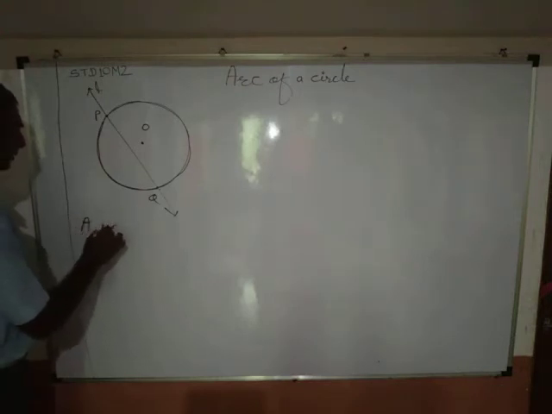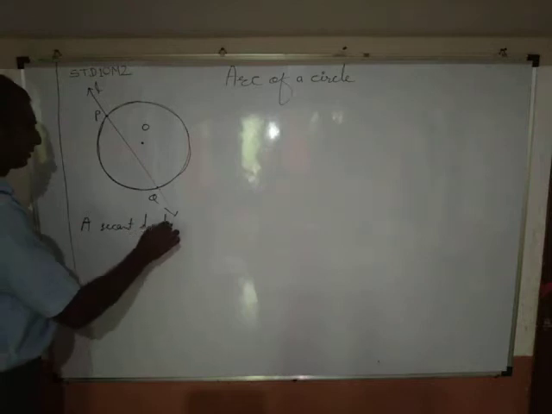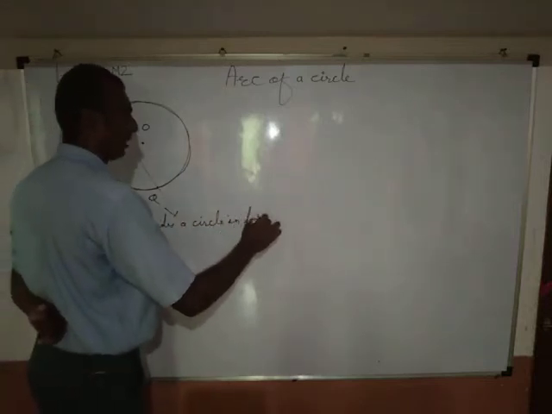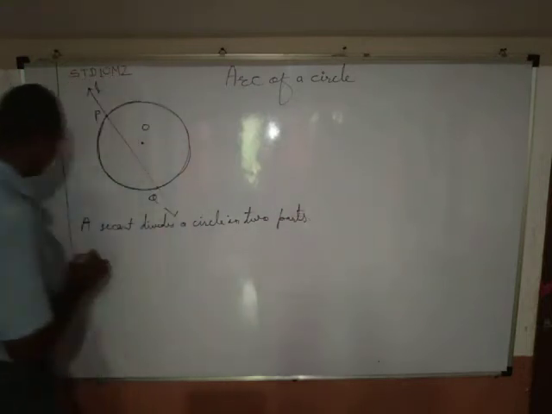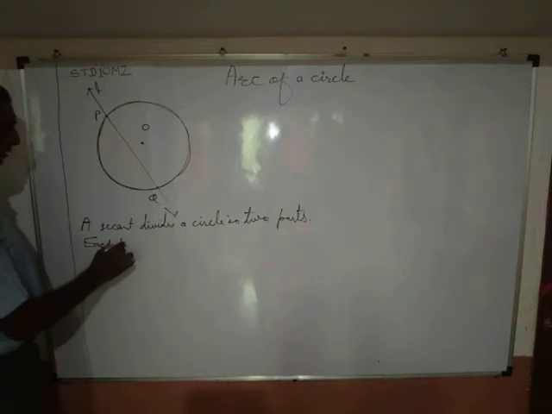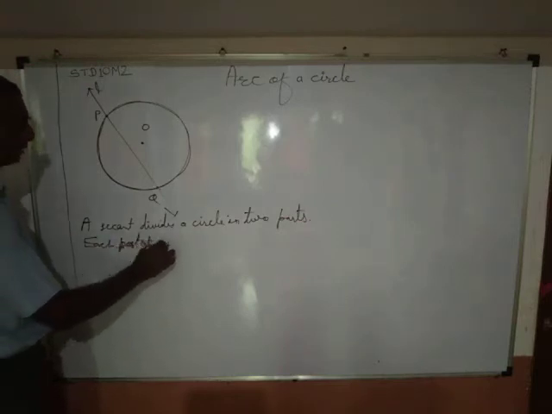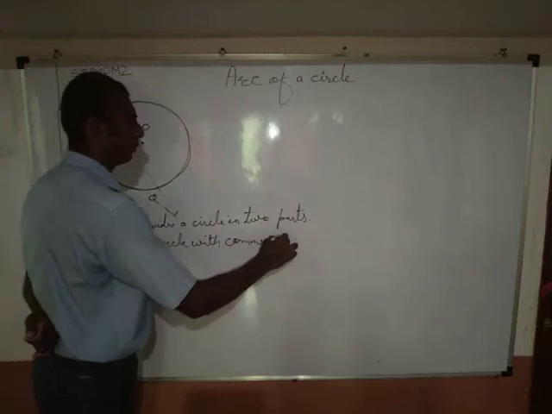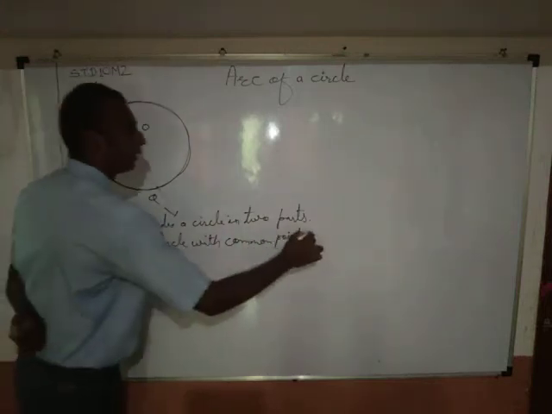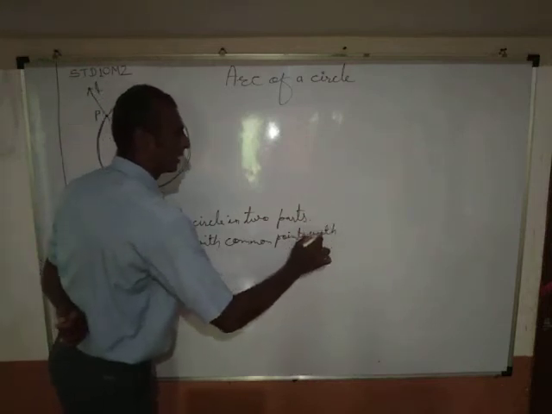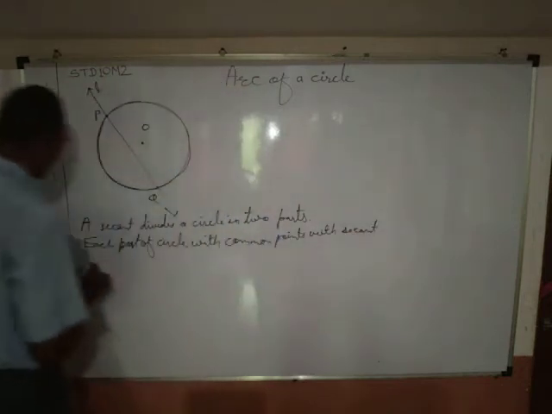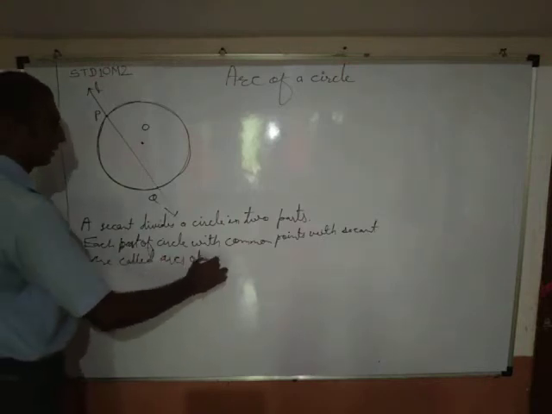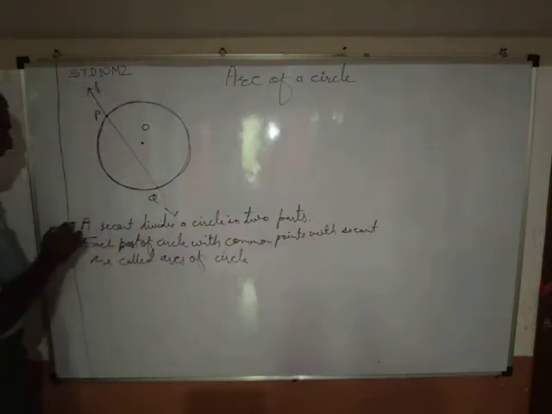A secant divides a circle in two parts. Each part of circle with common points with secant are called arcs of circle. Okay.